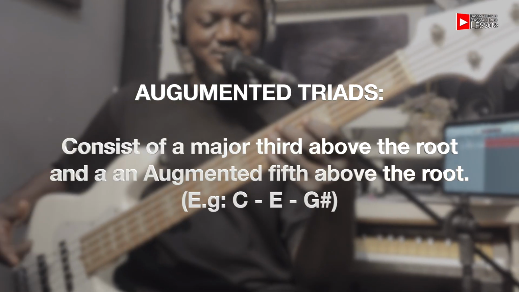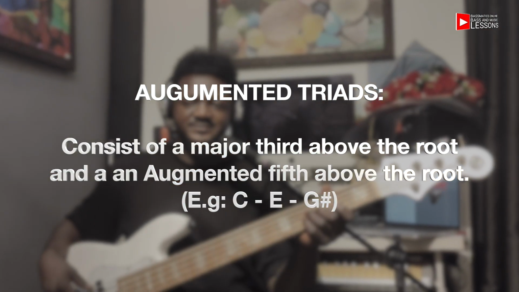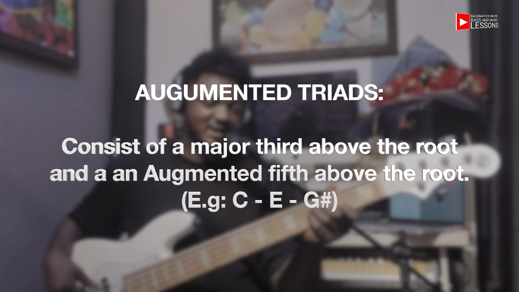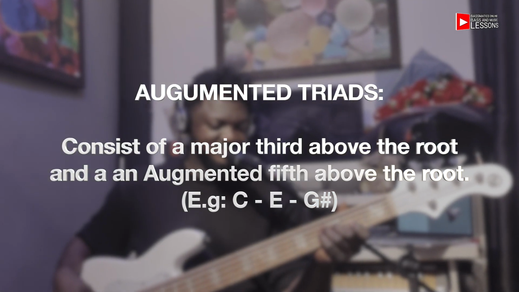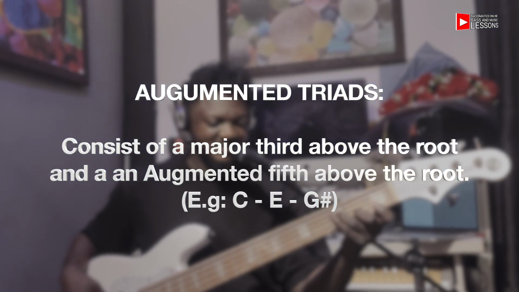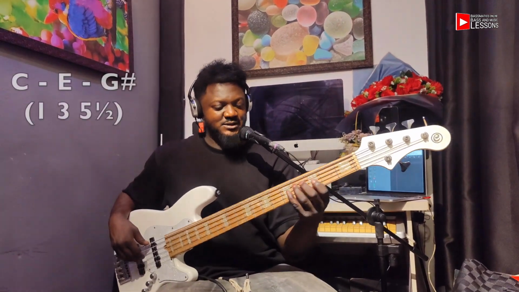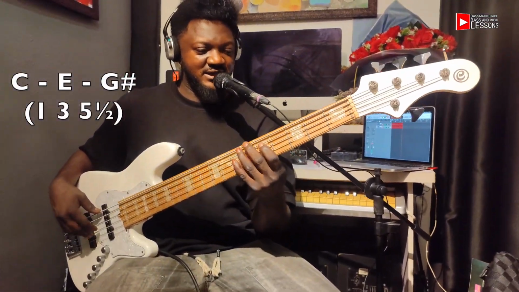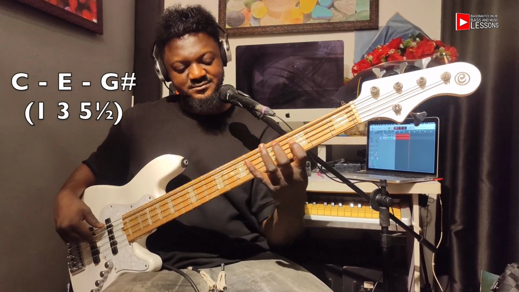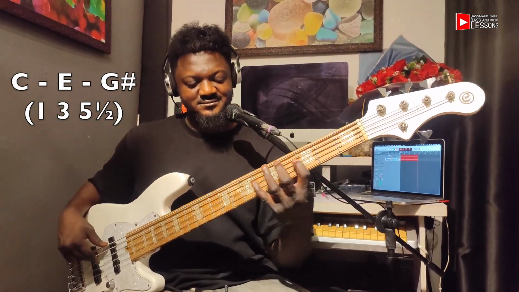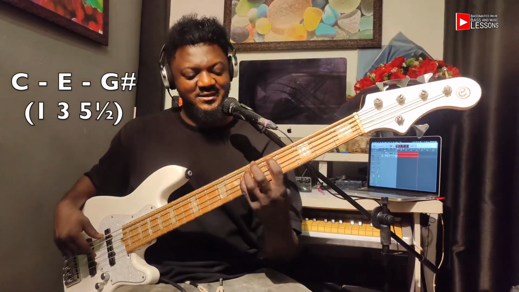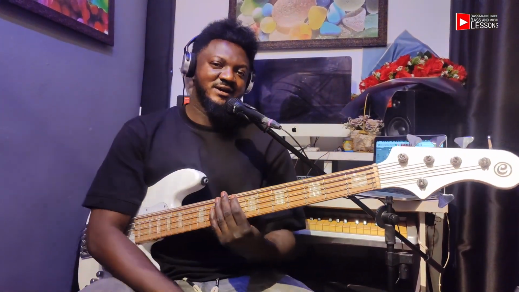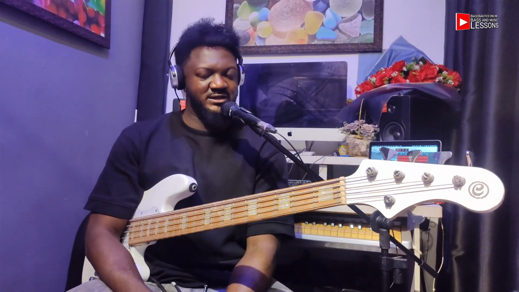So this is diminished triads. Now for augmented triads, it consists of, of course, the root, major third, and augmented fifth, which is C, E, and G sharp. All right, so these are the 4 primary types of triads.